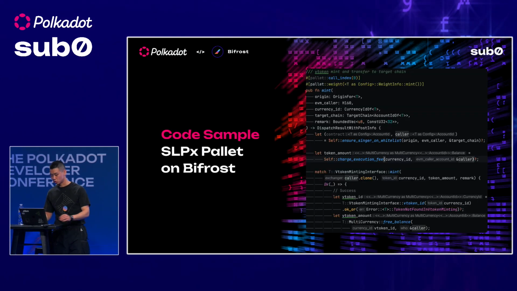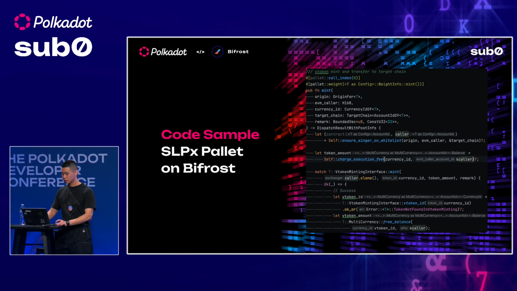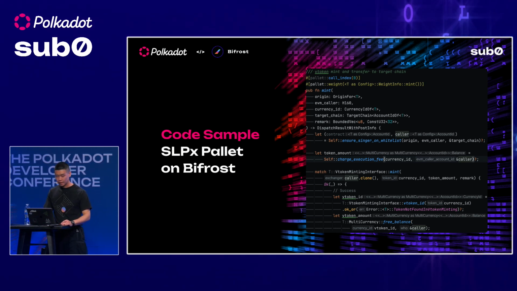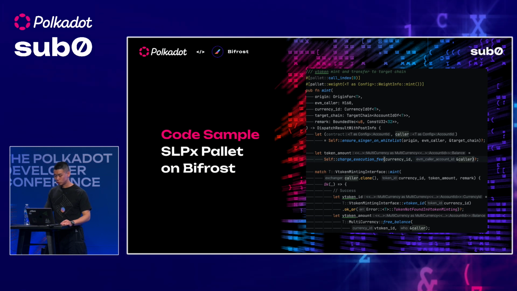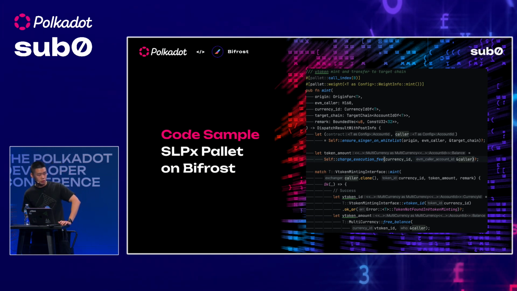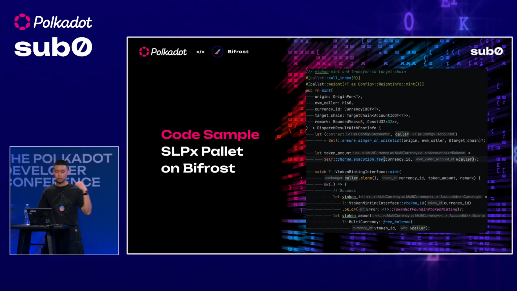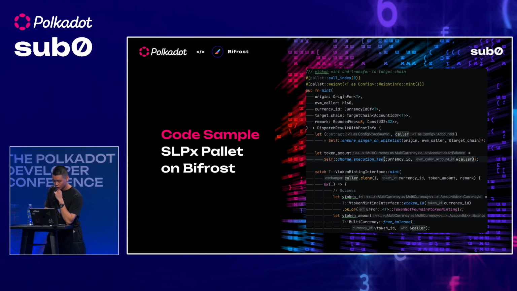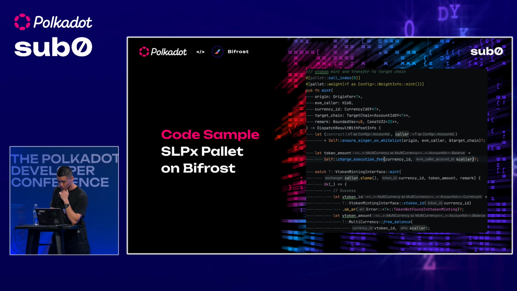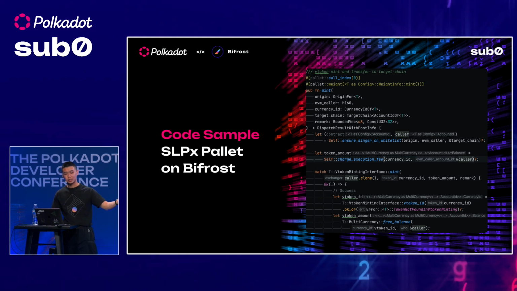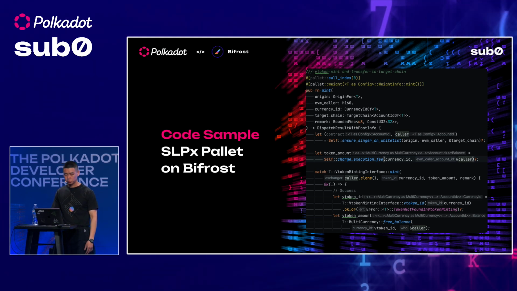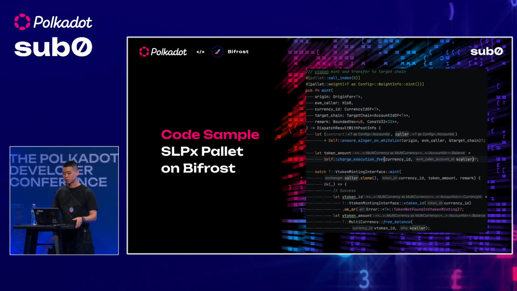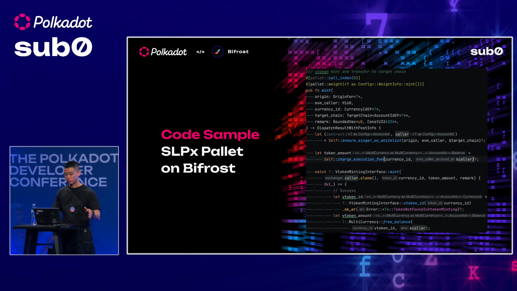Okay, we come to the code sample. This is the SLPx pallet on Bifrost. At the first line, we see V token mint and transfer to a target chain. This is the procedure I just showed you in the graph. First you need the origin of the destination chain, right? That is the most important part: the destination chain opens up the authority to call the origin of XCM.